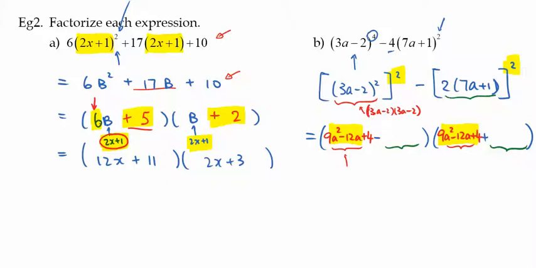For the second part, this is 14a plus 2. As I multiply the 2 by the 7a plus 1, we end up with 14a plus 2. We will end up with 9a squared minus 26a plus 2.